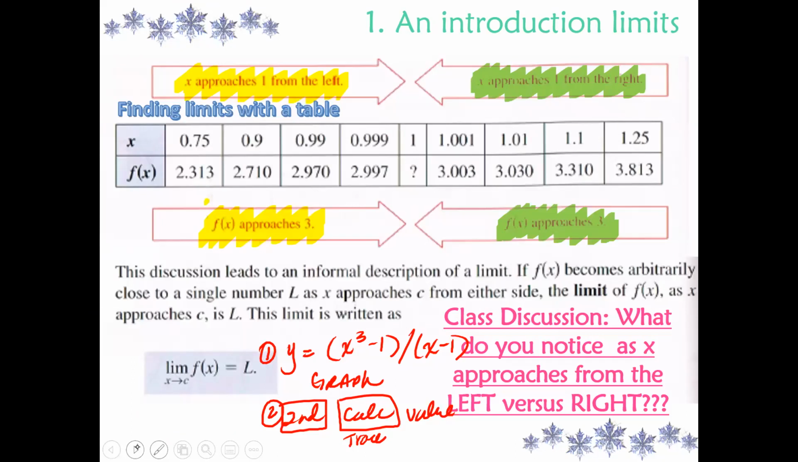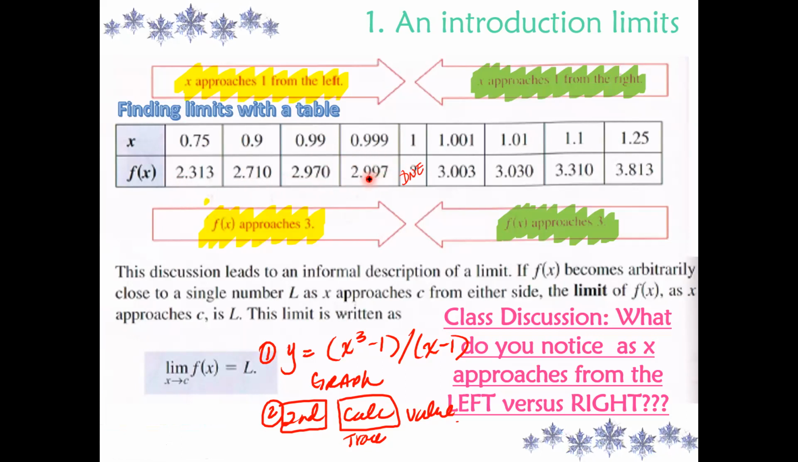The second way of doing this is with a table of values. So here we go. Here is 1. It doesn't exist, obviously, but if I approach it from the left side, I can start off with 0.75, which is a little farther than 1, but I can get closer to 0.9, to 0.99, to 0.9999, and as you can see here, the y value slowly creeps up closer and closer to 3.